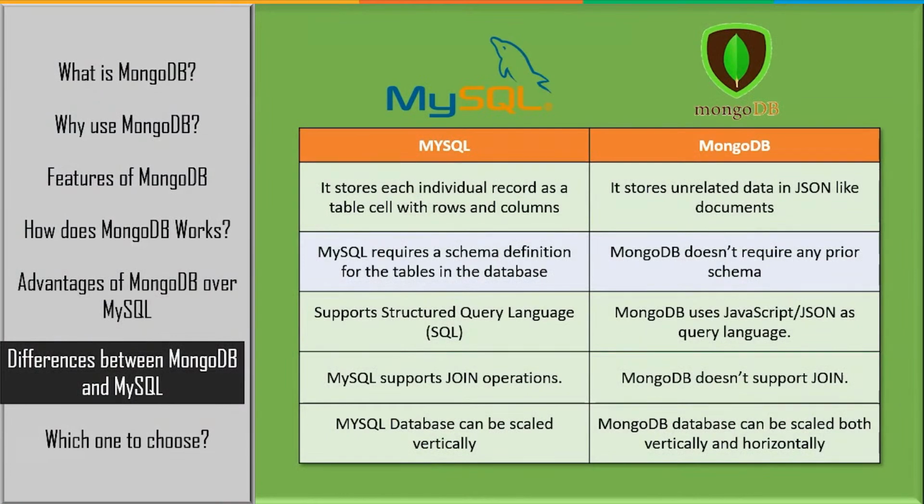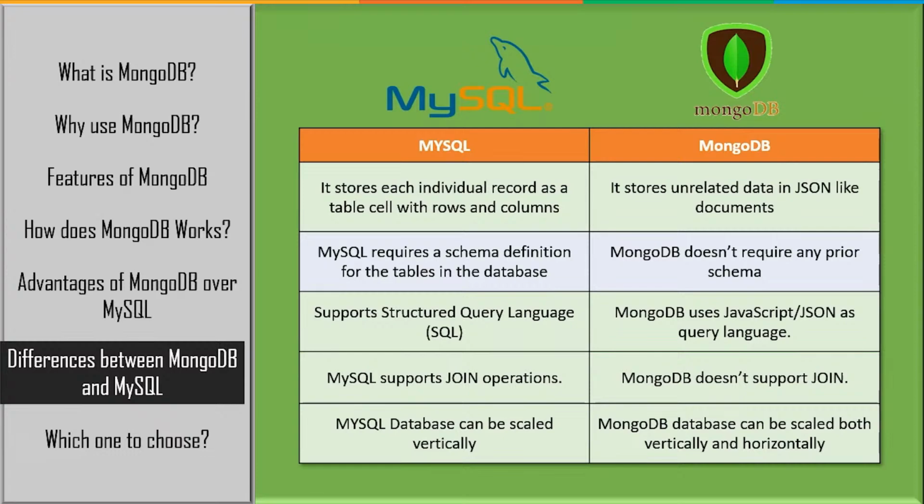Alright, moving ahead, let us now discuss how MongoDB and MySQL are different from each other. Now, when I talk about MySQL, it stores each individual record or data as a table cell within a particular row and column. So if you want to add new data into a particular table, it is always defined into a table with a particular schema and structure, and it is stored in the format of rows and columns. Whereas MongoDB stores unrelated data in JSON-like documents after converting into a JSON file.